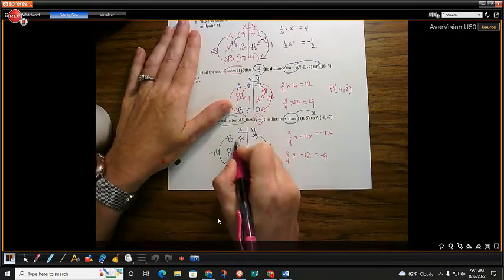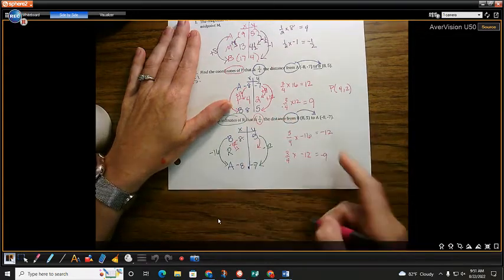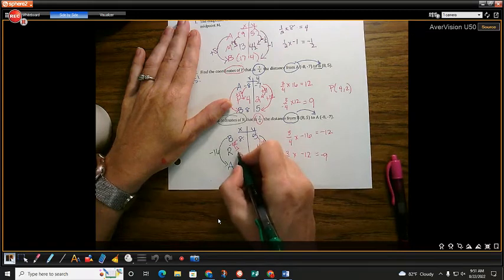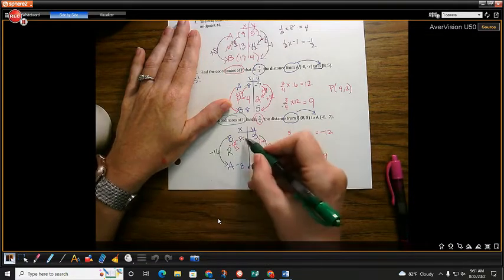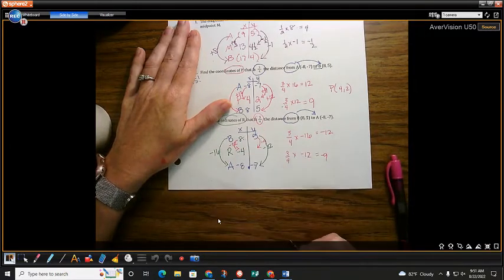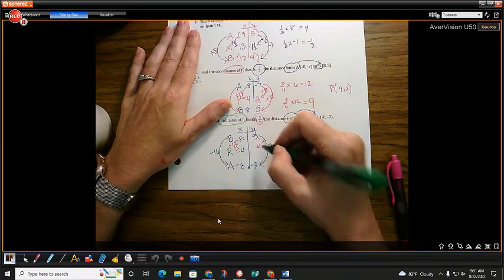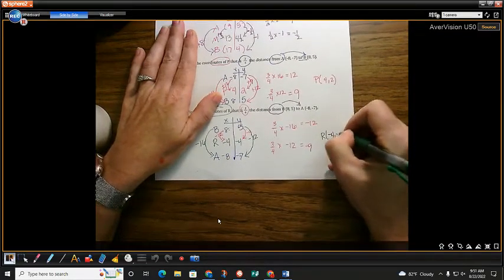So I know that for this part, I need to go down 12. And for this part, I need to go down 9 from my starting value. So where do I end up for the x value of R? I started at 8, I go down 12, you end up at negative 4. When you start at 5 and go down 9, where do you end up? Negative 4. So point R is at negative 4, negative 4.